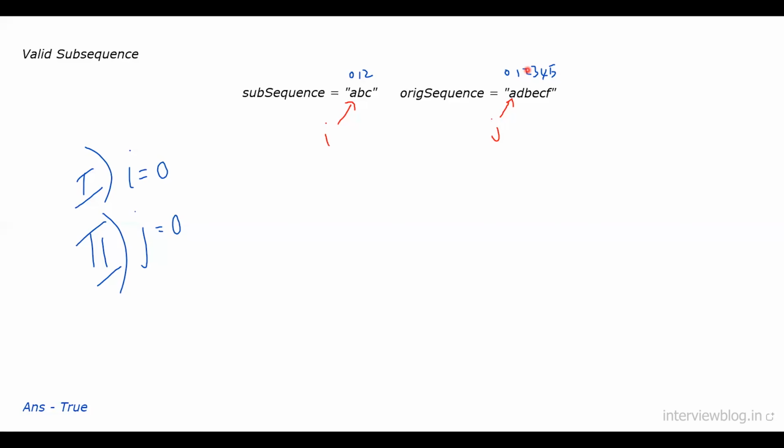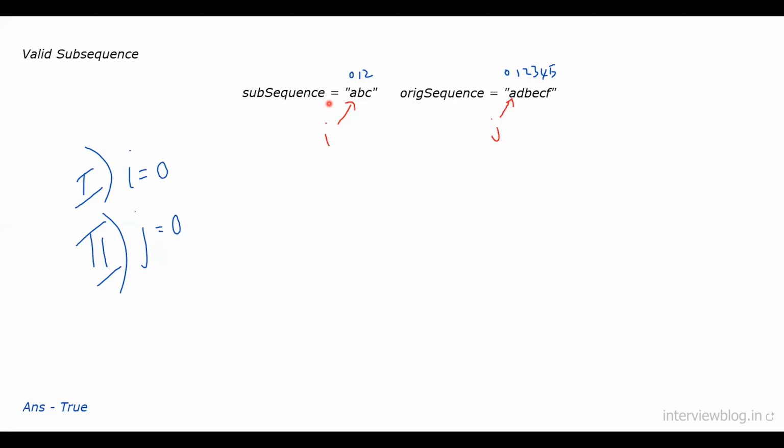Once any of these pointers traverses the string completely, in that case, I'll be checking if the value of I is equal to the length of the subsequence. If the value of I is equal to the length of the subsequence, I will be returning true, since the subsequence is the valid subsequence of the original sequence.